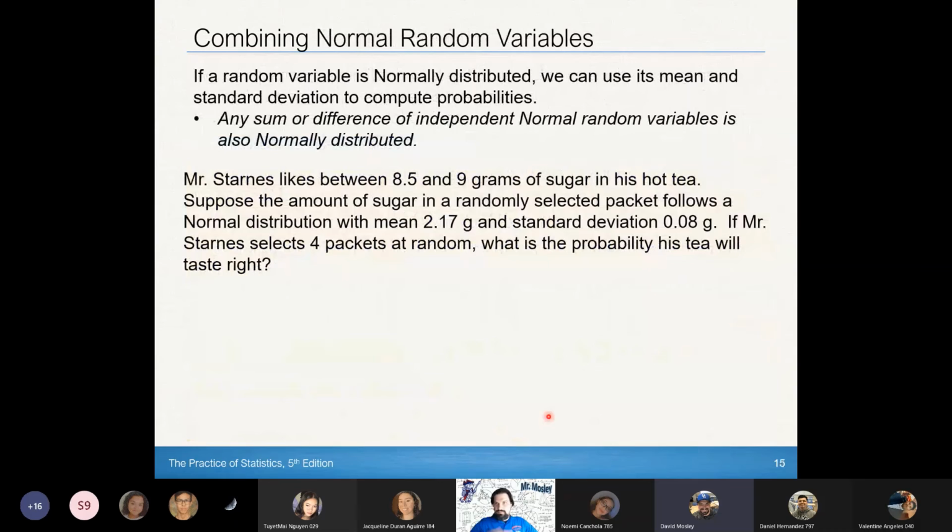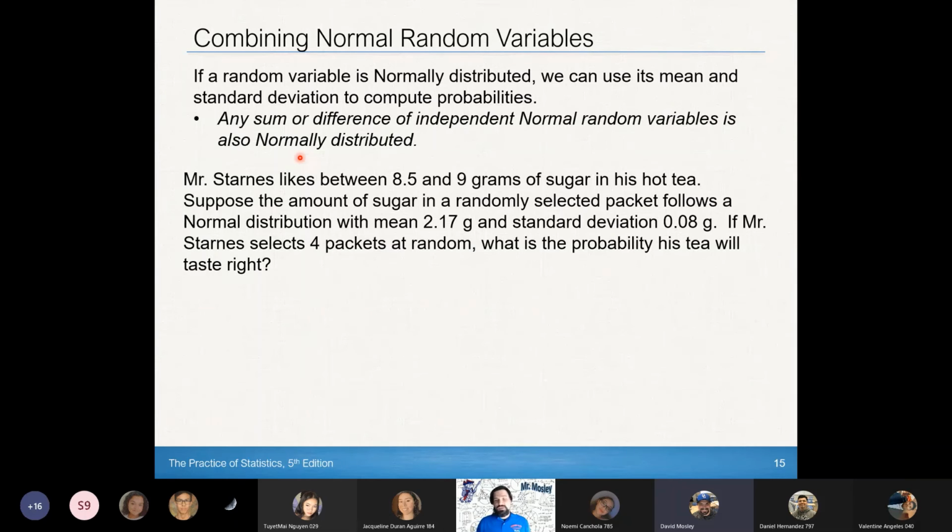So now we've done transformation, combining, and the last thing that was on our list of objectives: what happens when we combine normal random variables, and what kind of probabilities can we calculate doing that? If a random variable is normally distributed, we can use its mean and standard deviation to compute probabilities. Any sum or difference of independent normal random variables is also normally distributed.